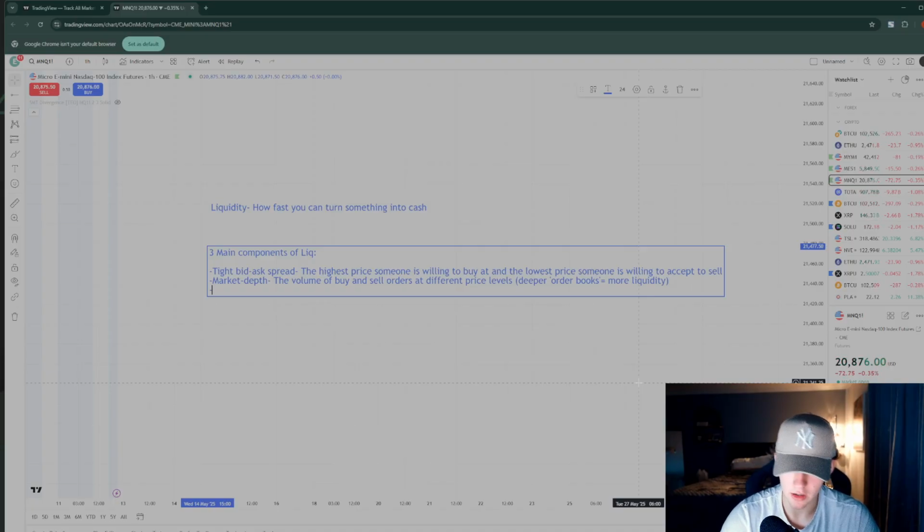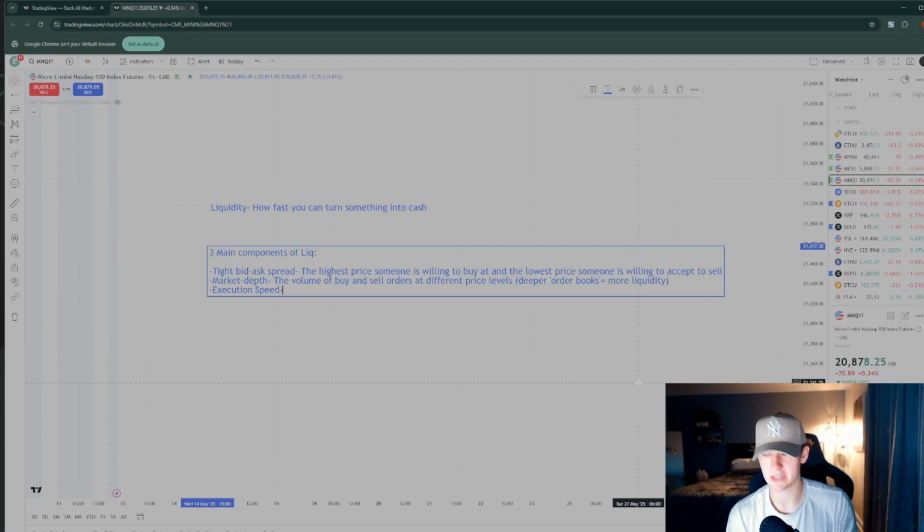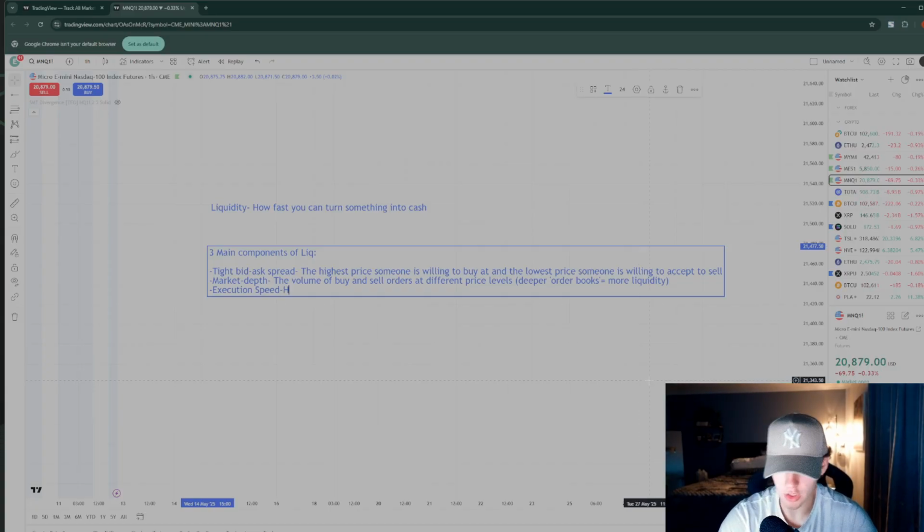Now the final point here, a final component of liquidity, would be our execution speed. And this is a big thing in a lot of other markets, not exactly futures, but you'll also see it within futures markets, how fast you get executed, depending on how liquid the market is. So this is how quickly your orders, or anyone's orders in general, can be filled.